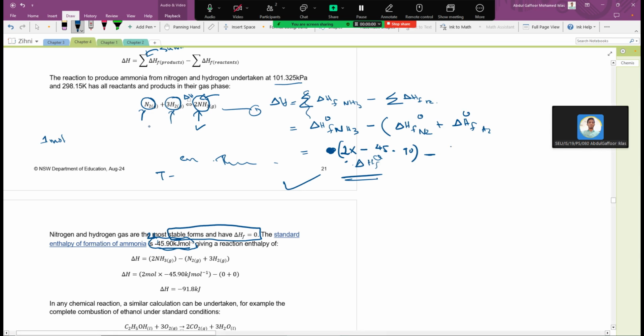Then minus, this minus is in the equation. Then again, for this we have 0, for this also we have 0. So definitely the answer would be minus 91.8 kilojoule per mole. Okay, per mole. Which means here we can skip this mole minus 1.